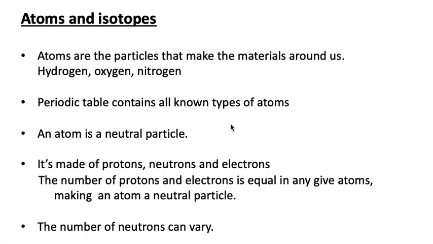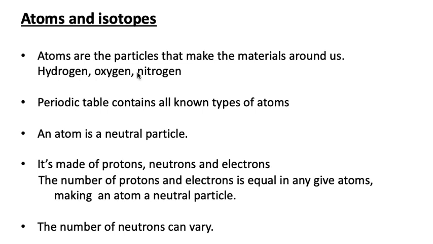Atoms and isotopes are two important topics in chemistry, and they're fundamental to the basic ideas in GCSE chemistry. Atoms are actually the particles that make the materials around us, literally any kind of material, from sand to air to water to food. It's basically made of atoms. Common types of atoms that we come across are hydrogen, oxygen, nitrogen, and then there are many more.